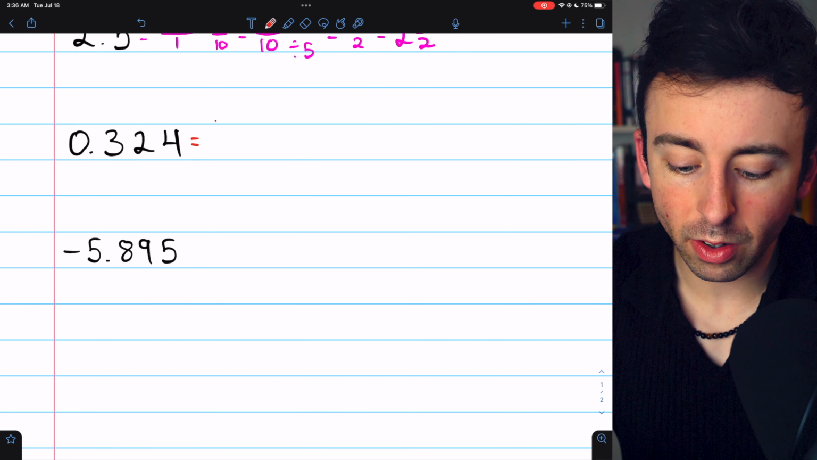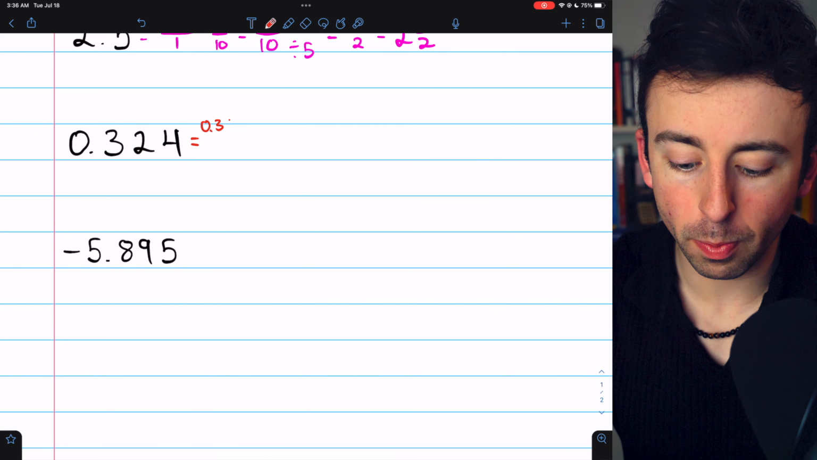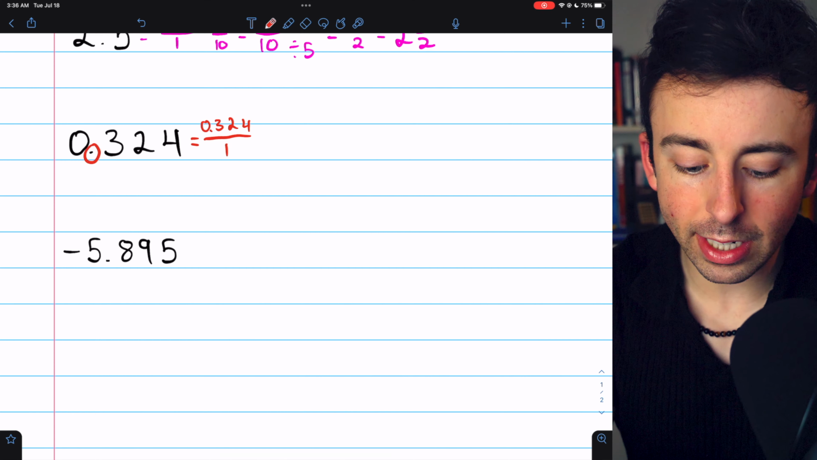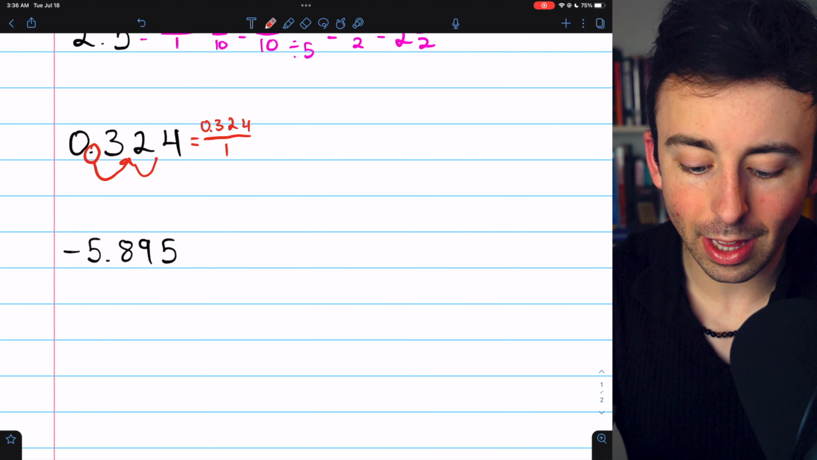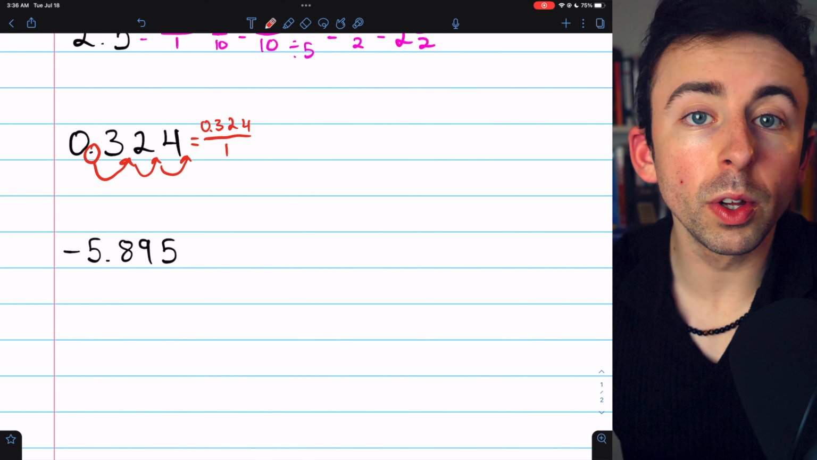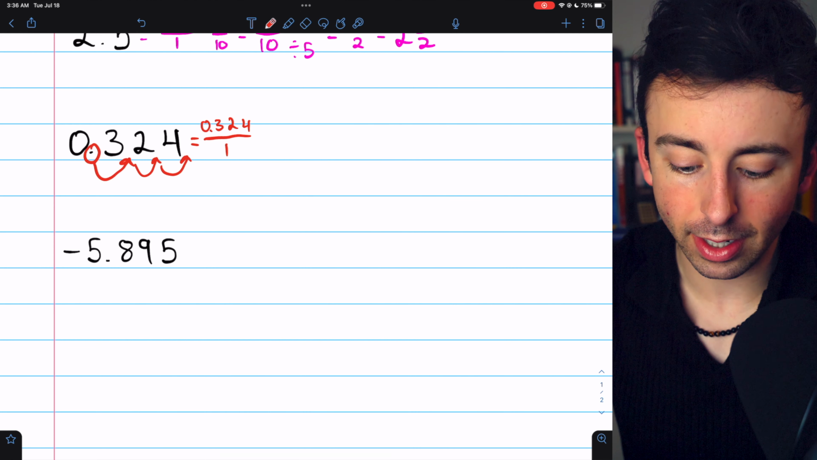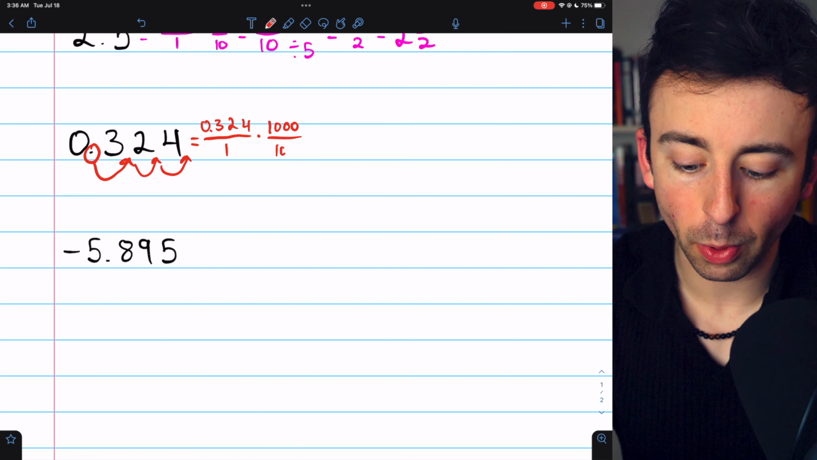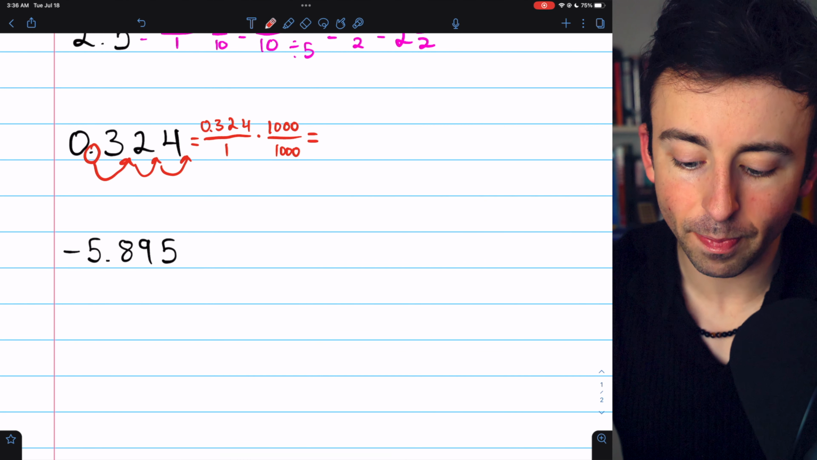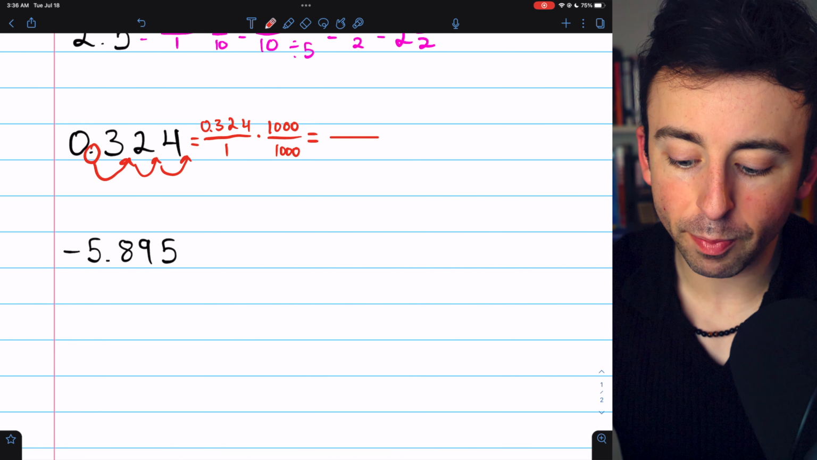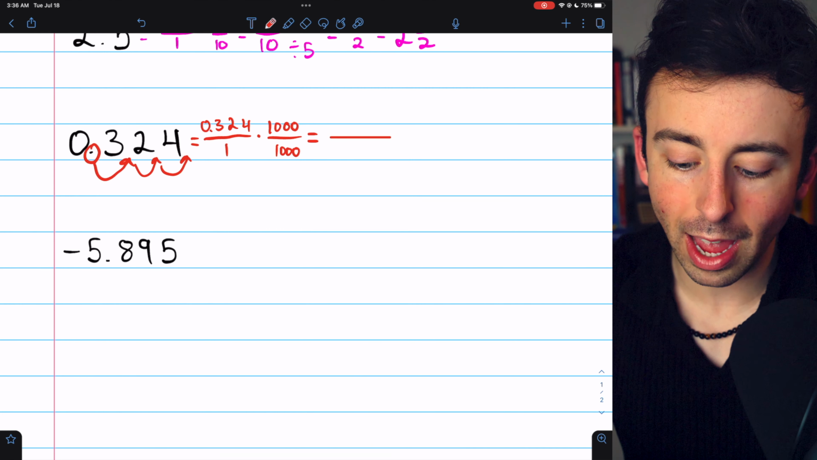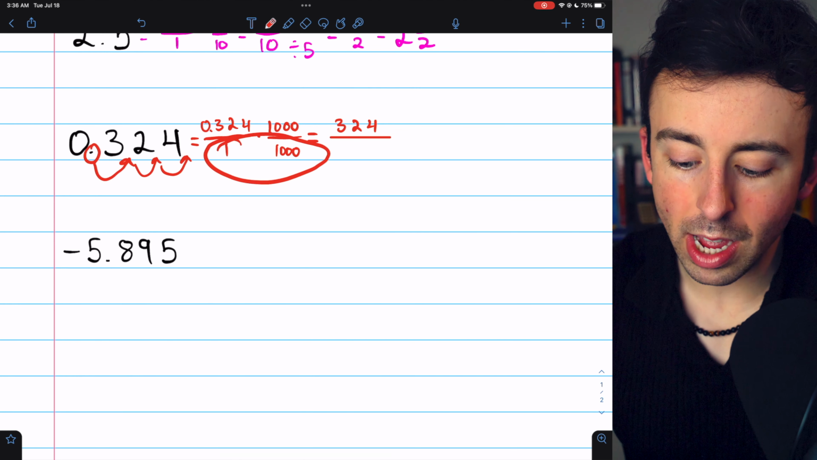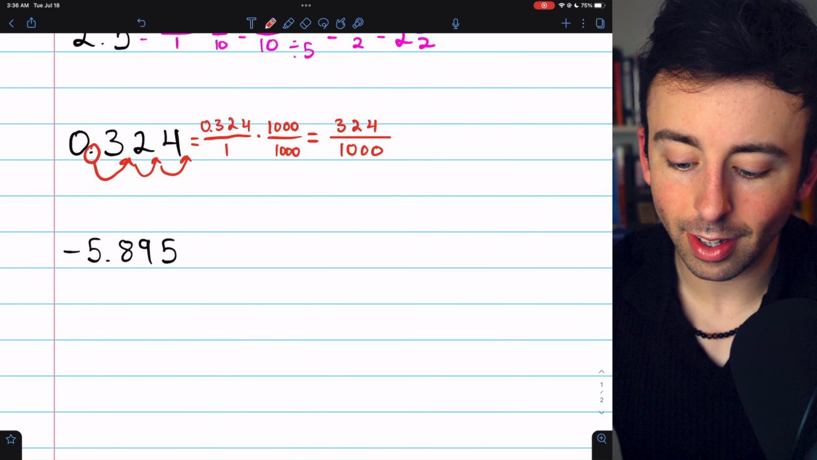0.324. Once again, we can just take our decimal, 0.324, and put it over 1. In this case, we need to move the decimal point to the right 3 spots. So we'll multiply by 1,000 over 1,000. That will have the effect of moving the decimal point to the right 3 spots. Now in the numerator, we have 0.324 times 1,000, which is 324. In the denominator, we have 1 times 1,000, which is 1,000.